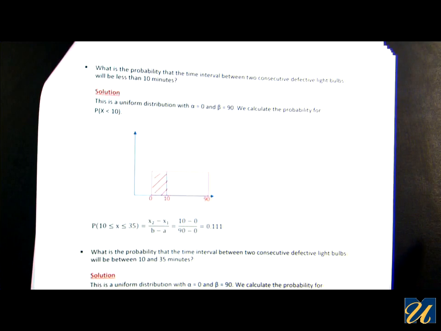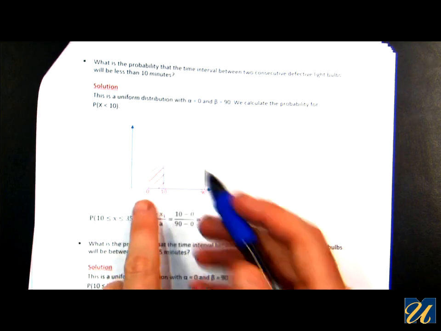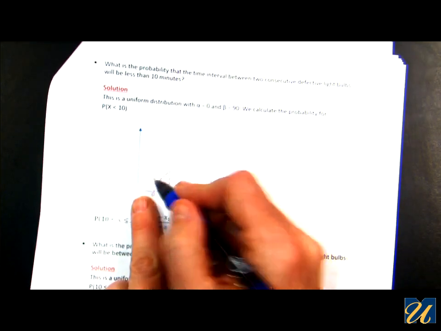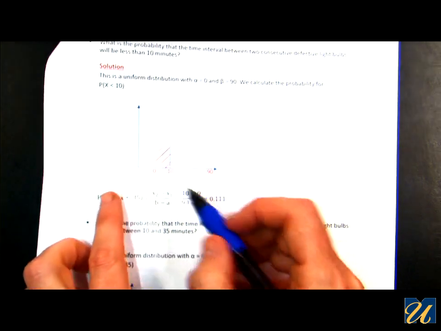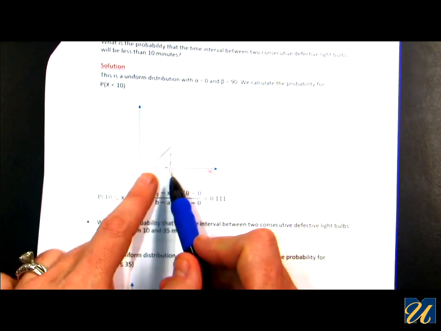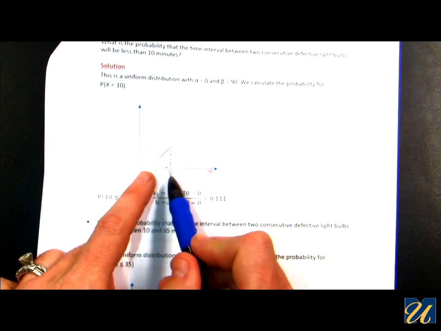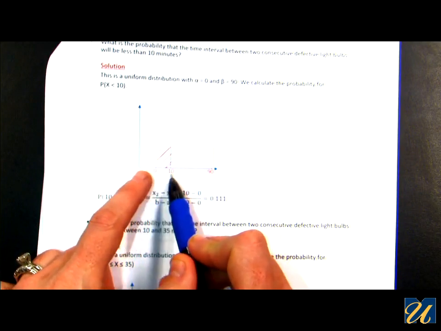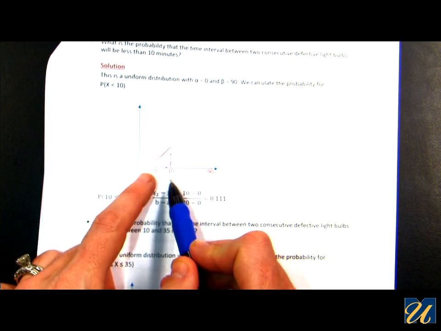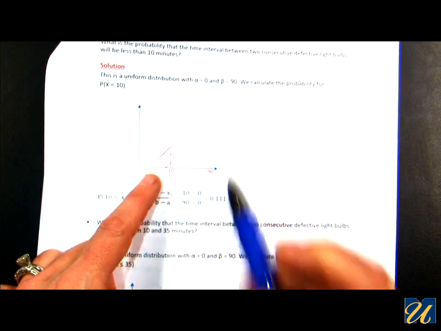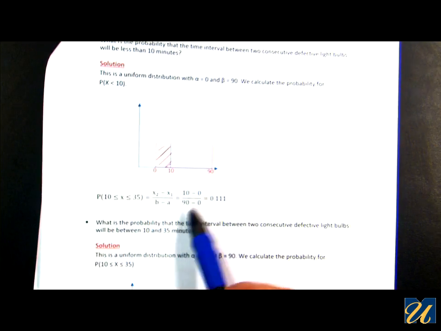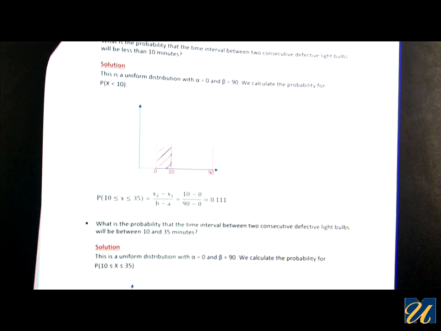What is the probability that the time interval between two consecutive defective light bulbs will be less than 10 minutes? Less than 10 minutes is the area to the left of 10. That means you will take the ending minus the beginning of the area you're looking for, so 10 minus 0, and you will divide it by the end point minus the beginning point of the distribution. So 10 minus 0 over 90 minus 0 is 0.111.